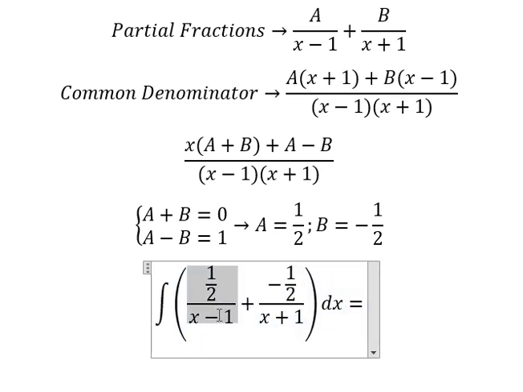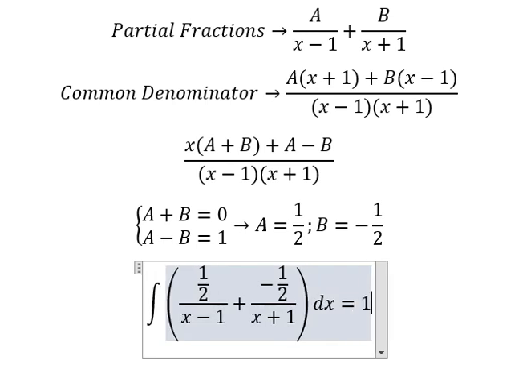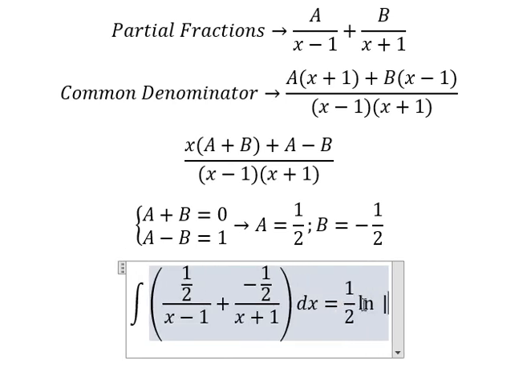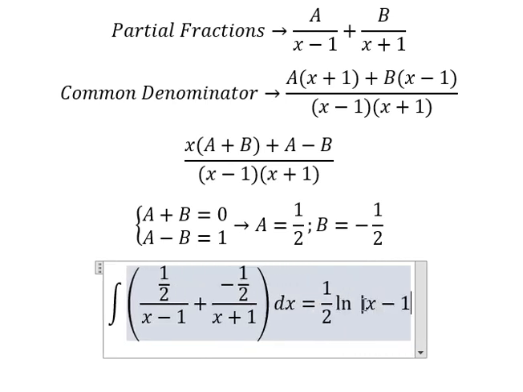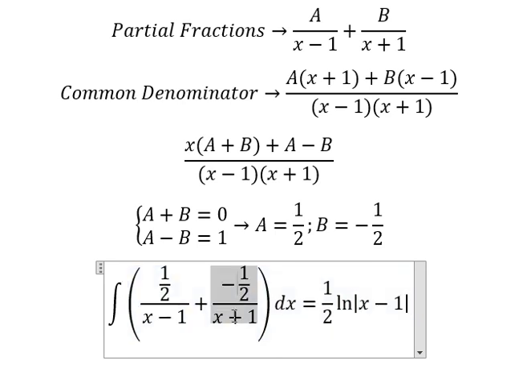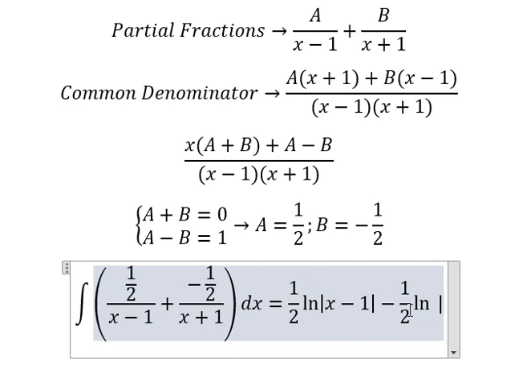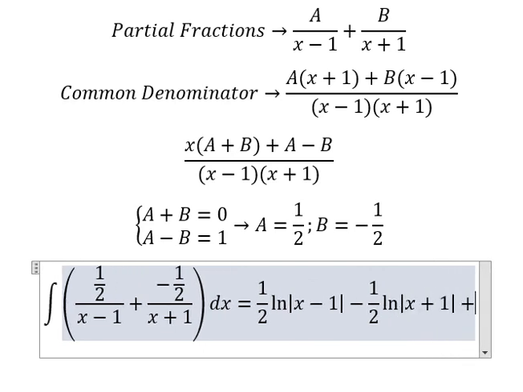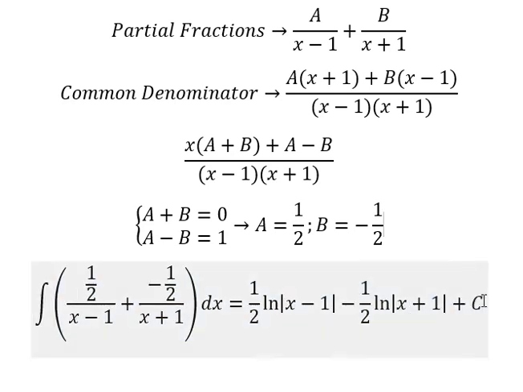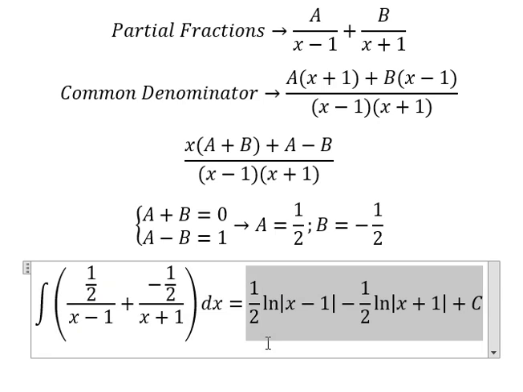The integration of this one, we have 1 over 2 ln of the absolute value of s minus 1. The integration of this one, we have negative 1 over 2 ln of the absolute value of s plus 1, and we put plus c. And this is the final answer.